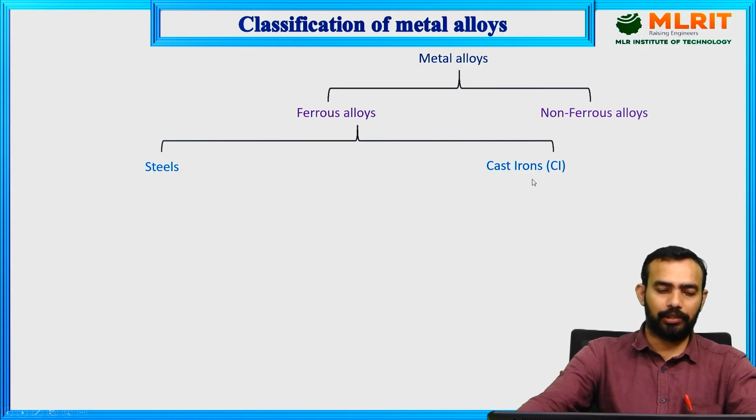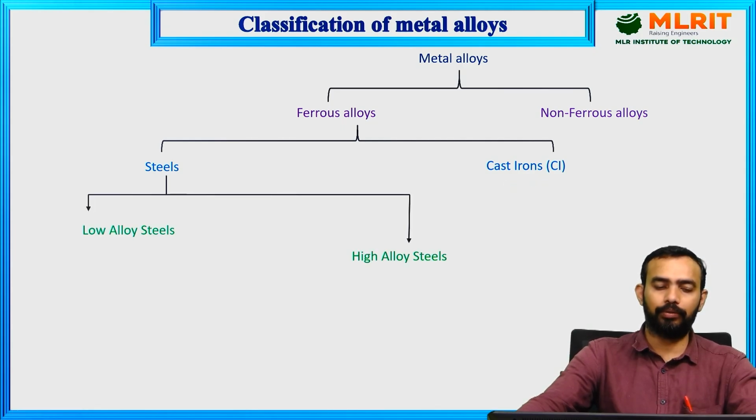Further, these steels are subclassified into low alloy steels and high alloy steels. Low alloying means it is not heavily added with alloying elements. The alloying element concentration is lower in these steels, so we categorize them as low alloy steels, and those with relatively higher alloying concentration are high alloy steels.